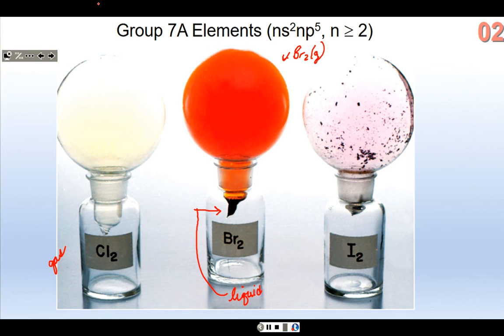And the one on the right is iodine, which in fact is a solid. It also sublimes readily. It's the same thing that dry ice does. And so iodine as a solid is in the bottom, but there would be some iodine vapors in the top here. So each of these has characteristic colors.